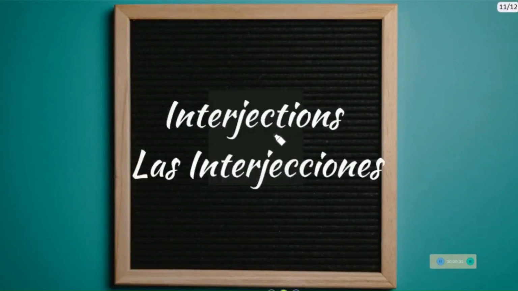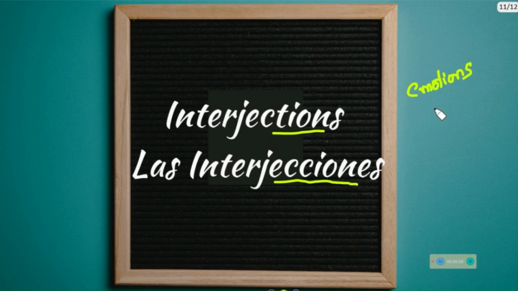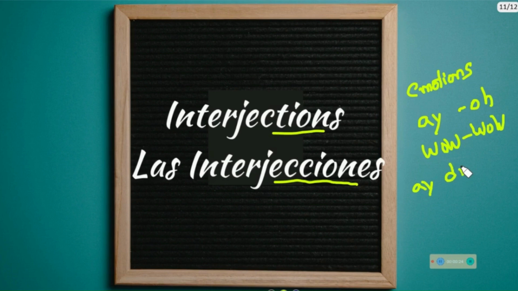Next, we have interjections. Interjections are words or phrases that express strong emotions or sudden reactions. They are used to convey excitement, surprise, or other feelings. For example, ay means oh, wow means wow, and ay Dios mío means oh my God are interjections in Spanish.